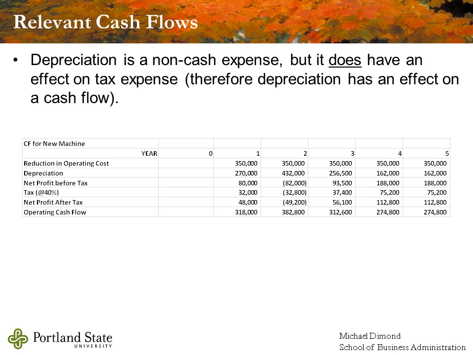Looking at the second year, we've got a larger depreciation amount. That 32% depreciation amount winds up being more than what the reduction in operating costs are going to be, but this is not necessarily a bad thing. We do have a negative net profit before taxes, but what this produces for us is a net tax benefit of $32,800. And when we're looking at our net profit after tax and we add back depreciation to arrive at the cash flow, we actually wind up with a positive cash flow of $382,800. So the operating cash flow from year 2 is greater than the operating cash flow in year 1, even though the project looks like it is less profitable.